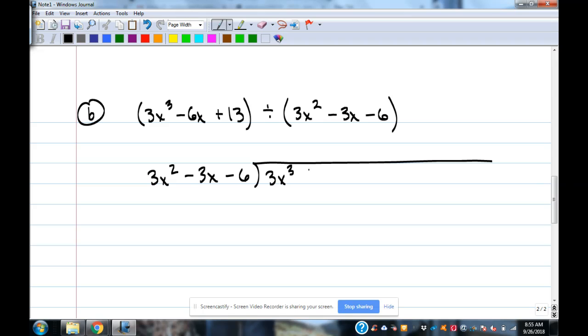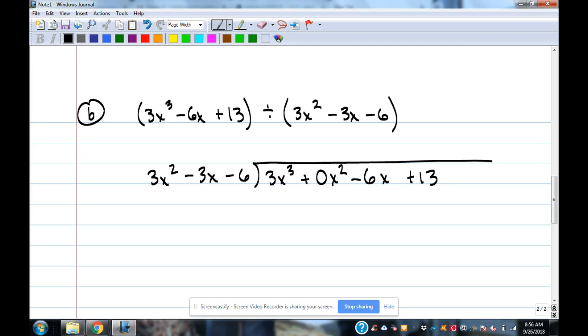Then what? Remember, what are our important things? Descending order, which they're in, and also we have to have a representative from every power of x that's smaller. We're starting with x cubed, so we've got to have somebody for x squared. There's not one, so we put plus 0x squared, and then a minus 6x and a plus 13. Got to put that 0x squared in there so that we've got a representative from every smaller power.